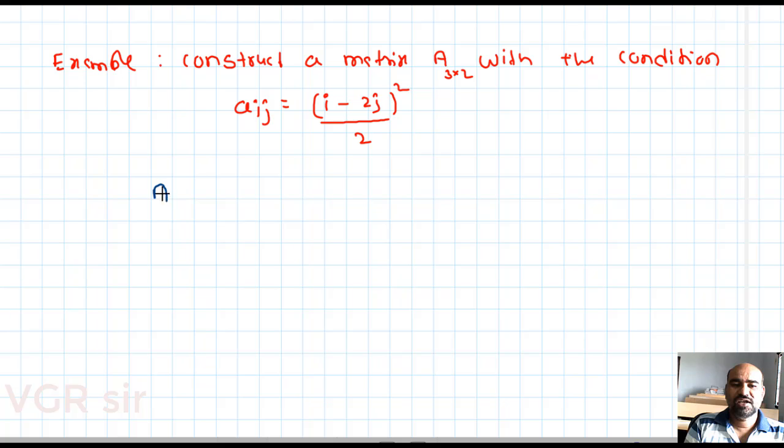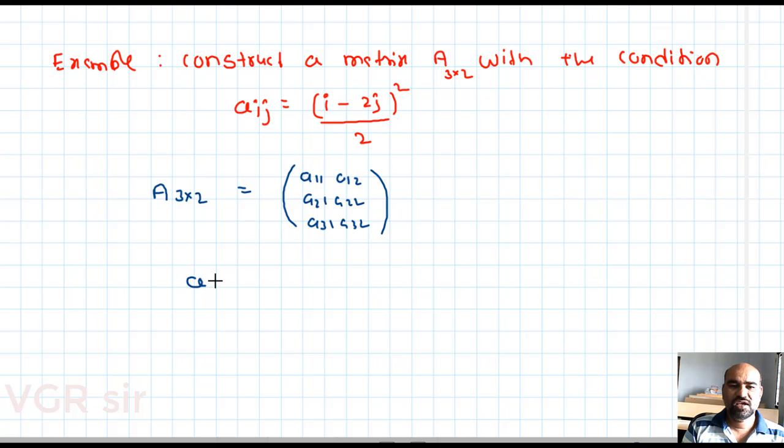So I will write A, 3 by 2. 3 by 2 means 3 rows and 2 columns. 3 rows, and only 2 columns: A11, A12, A21, A22, A31, A32. So this is the required matrix. See, 3 rows and 2 columns. We want to find A11, A12, A21, A22, A31, A32 according to this notation.